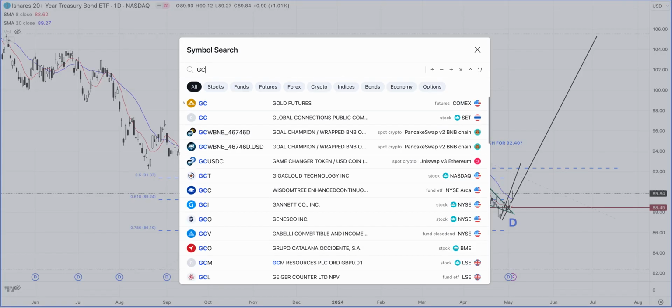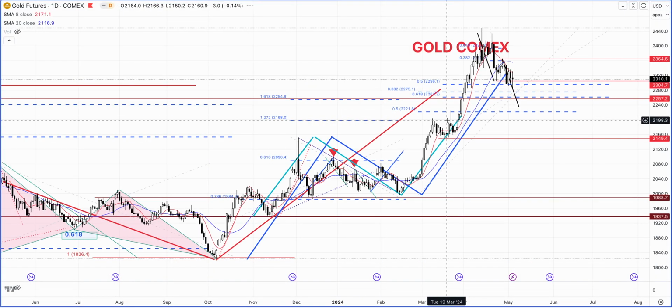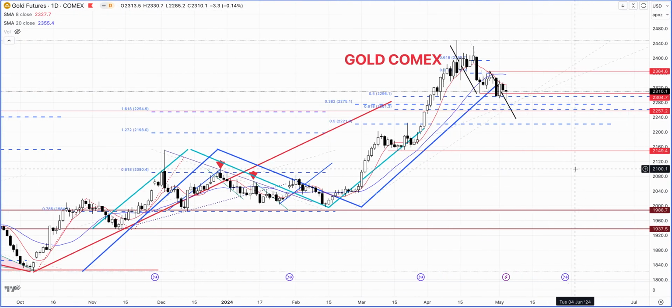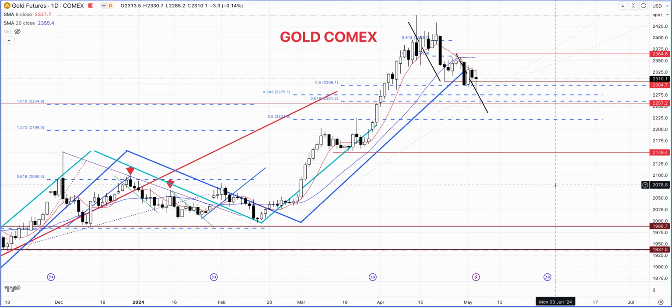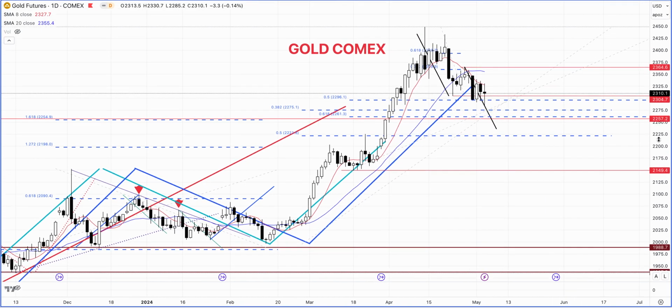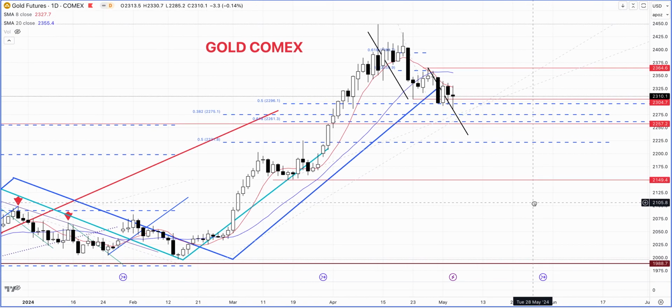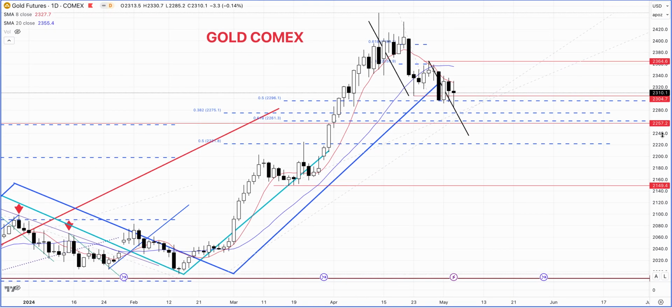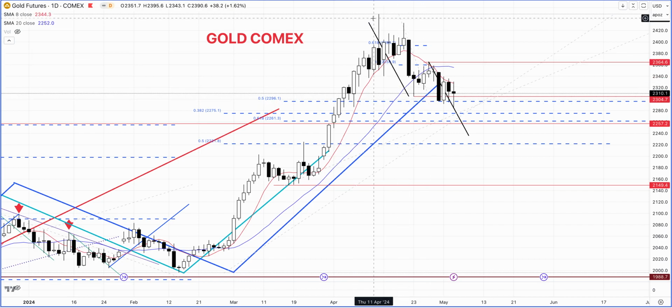Now we'll just have a brief look at the gold market, because the gold market is really interesting. This is the COMEX gold daily chart. This is not the spot, so you will see slightly different prices if you are watching the spot market. What is really interesting is that we thought there was a possibility for the market to retrace as low as the 38.2% retracement, so 2275. The market came as low as 2285, so missed it by $10.